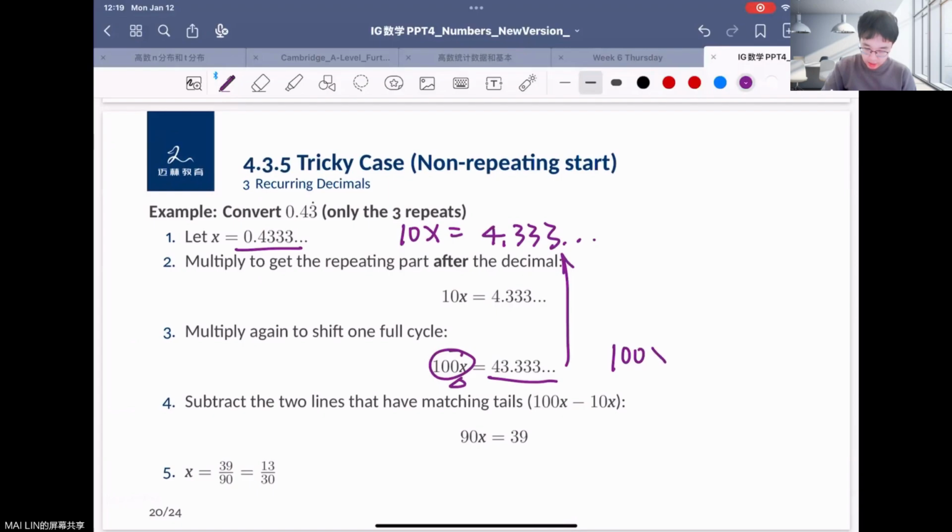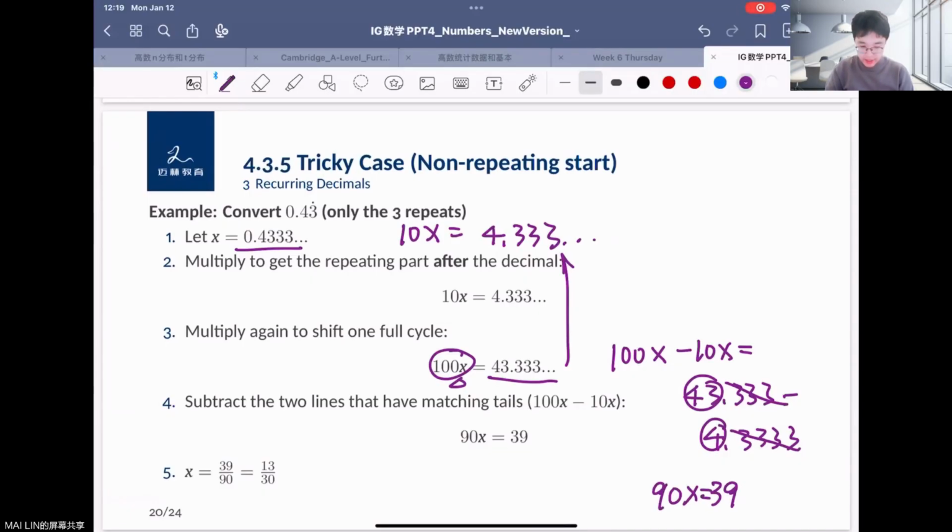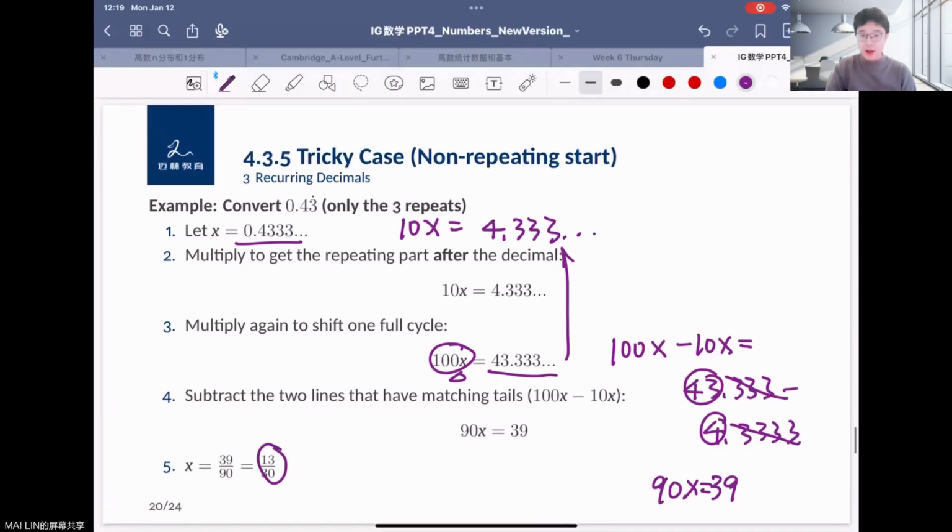So 100x minus 10x equals 43.333 minus 4.3333. You'll find that the decimal parts are deleted, and 43 minus 4 equals 39. So the answer here is 90x equals 39. So x finally equals 39 over 90, which equals 13 over 30. That is for these problems. I guess you have to remember how to multiply, whether by 10 or by 100. They can both be used in such problems.